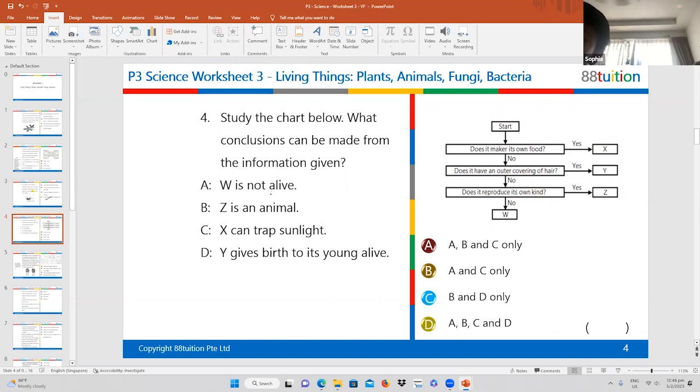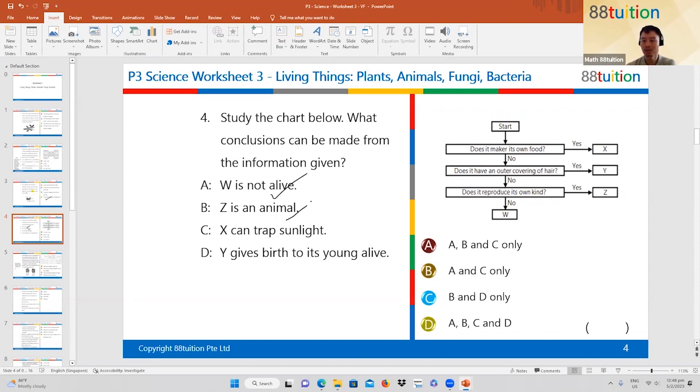Okay, so the animal is not alive. That's true. The animal is not alive here, and Z is an animal. Is Z an animal? Yes, it's an animal. Okay, although it's not a mammal. Okay, X can trap sunlight. Yes, it's true because it can make its own food.